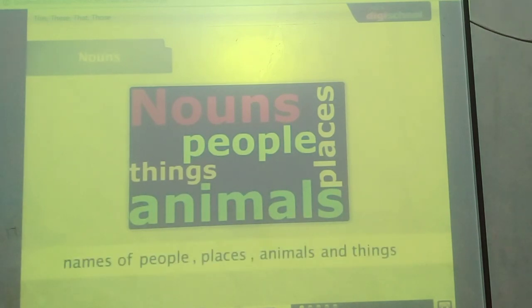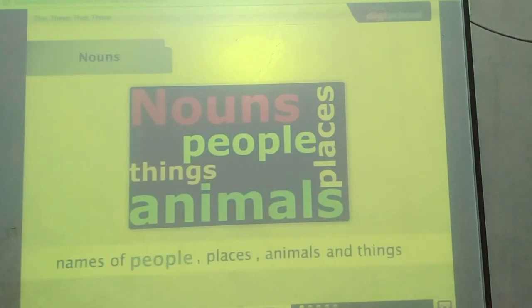Naming words or nouns are the names of people, places, animals and things. तो क्या कहते हैं nouns? क्या होते हैं names? किसी का नाम, people जो लोग होते हैं, places स्थान, animals पशु and or things वस्तुएं. Okay?